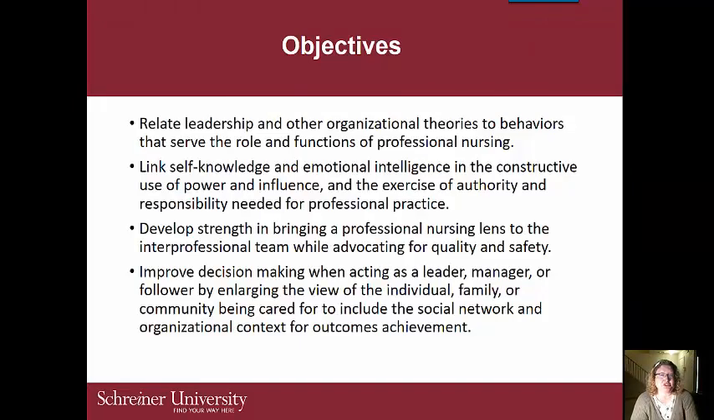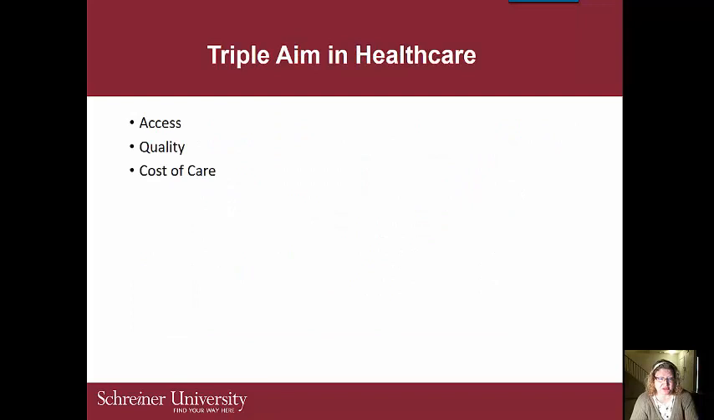Here we have a list of our objectives, which I'm not going to read to you. We have a triple aim in healthcare, and this is based on the Institute of Medicine. We need to provide access to quality care, we need to provide quality of care, and we need to control the cost of health care.